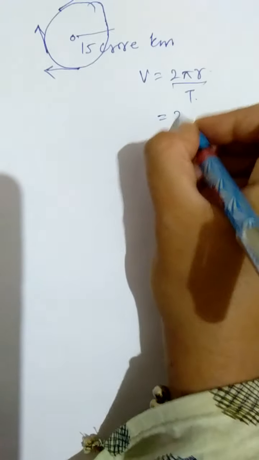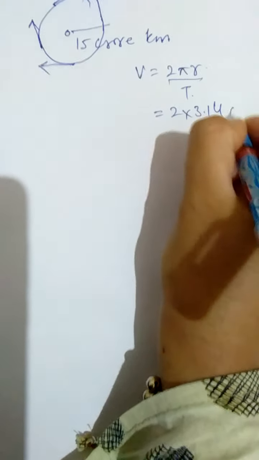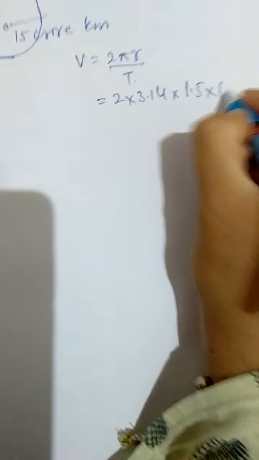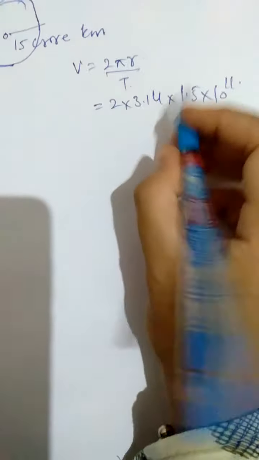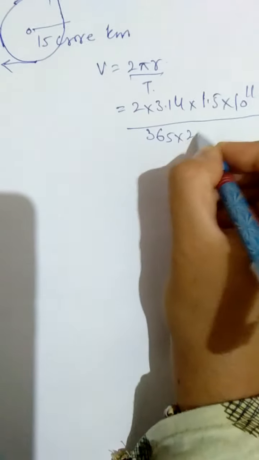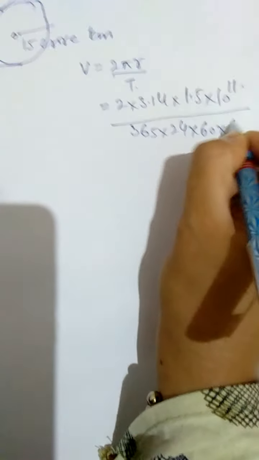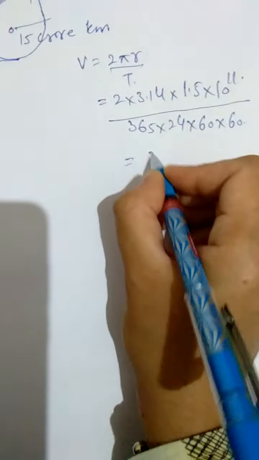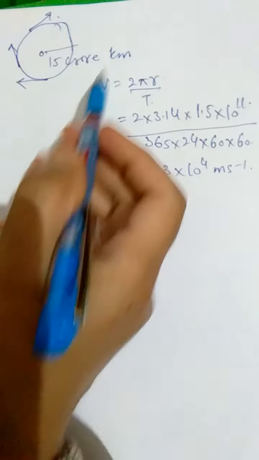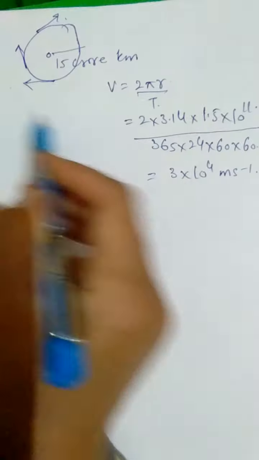And we know r will be given by this much, 15 crore kilometer, and in terms of meter, that is 1.5 into 10 to the power 11 meter. And T is the time taken in one complete revolution, that is 365 days, 24 hours, 60 minutes, 60 seconds. And when you calculate that, it comes out to be this much. This is the velocity of the Earth around the Sun along its orbit.